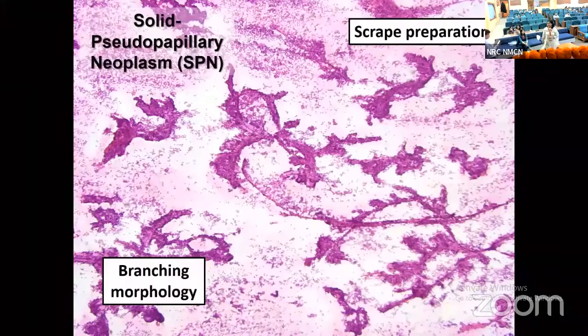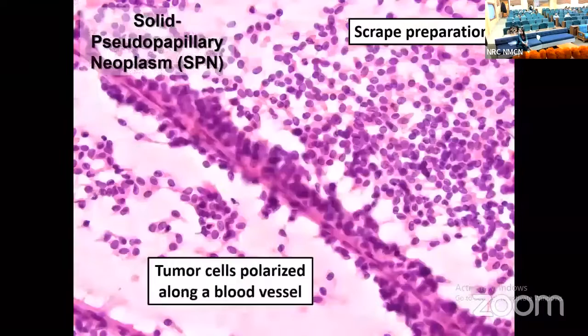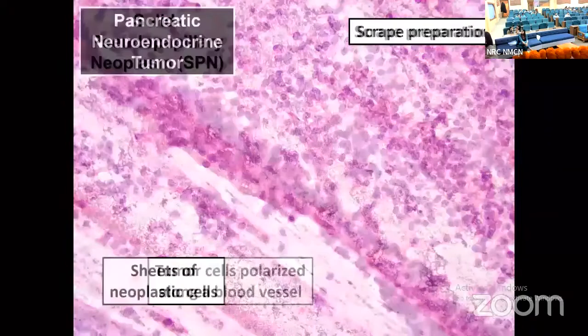What I find most helpful in making a diagnosis of a solid pseudopapillary neoplasm is performing a scrape preparation at the time the specimen is resected, when it's really fresh out of the OR and hasn't touched formalin just yet. Scraping a solid pseudopapillary neoplasm and staining the slides with a quick H&E demonstrates a beautiful branching solid pseudopapillary pattern of neoplastic cells polarized around a thin-walled vessel. In addition, many of the neoplastic cells are free-floating, discohesive, and plasmacytoid in appearance.